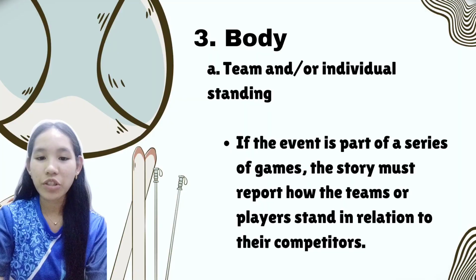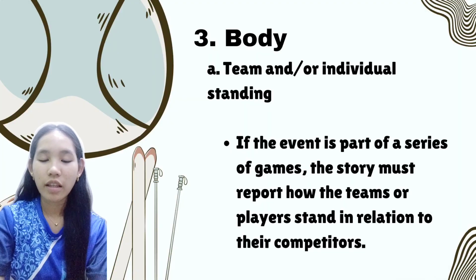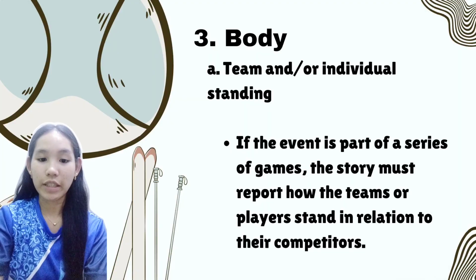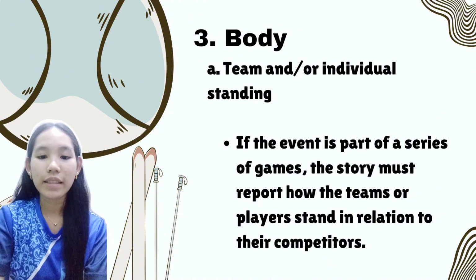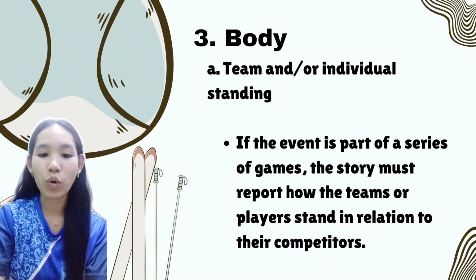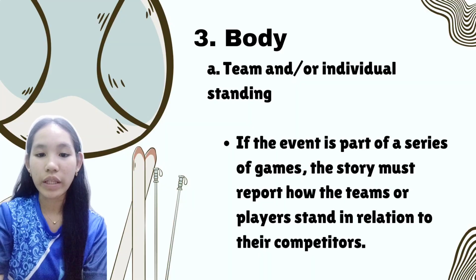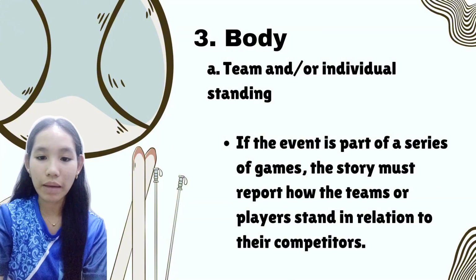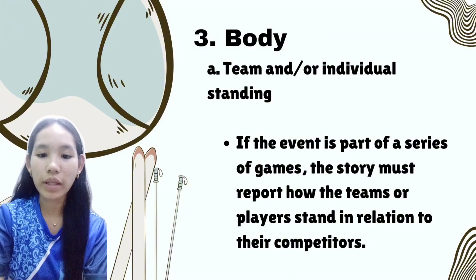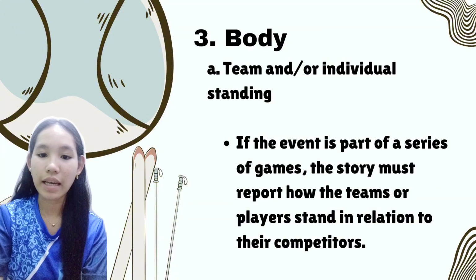The third structure is the body. This is what follows after the lead. This section elaborates on the lead, providing context and details in descending order of importance. First, team and/or individual standing. If the event is part of a series of games, the story must report how the teams and players stand in relation to their competitors.